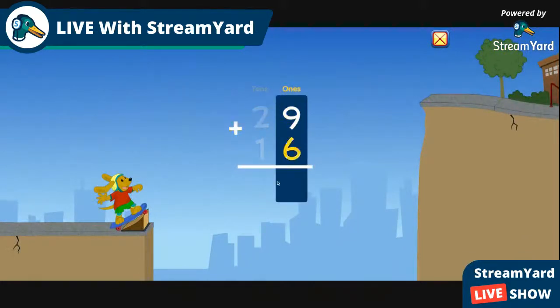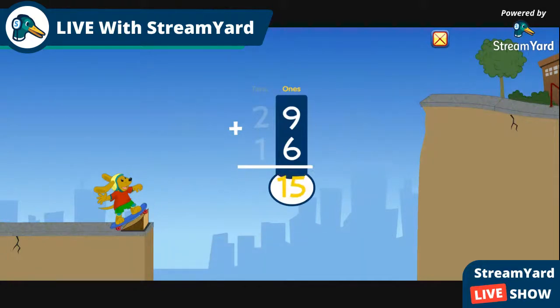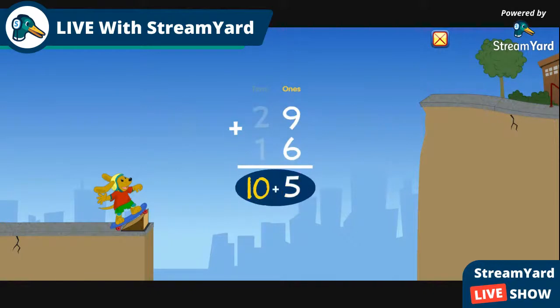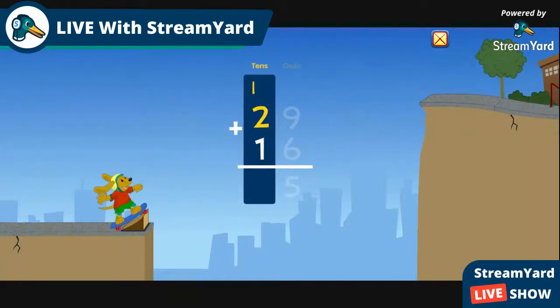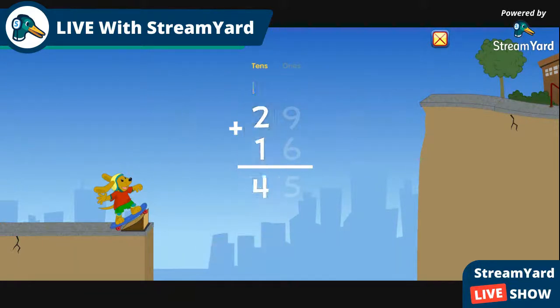9 plus 6 equals 15. Regroup. 1 plus 2 plus 1 equals 4. Excellent. 29 plus 16 equals 45.